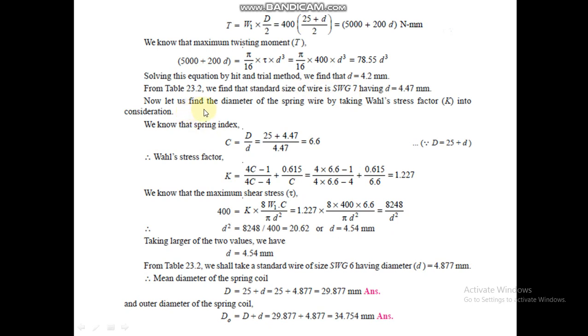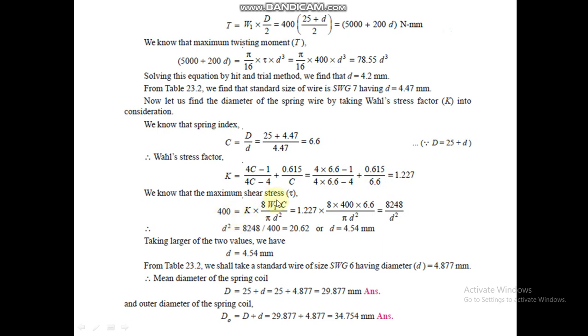Now let us find the diameter of the spring wire by taking the Wahl stress factor into consideration. You will consider the effect of curvature, meaning you will apply the Wahl factor. So K is (4C minus 1) by (4C minus 4) plus 0.615 upon C. C is D by d. So put the value of capital D, 25 plus 4.47, divided by 4.47. So C will be 6.6. Now put the values to calculate the Wahl factor K.